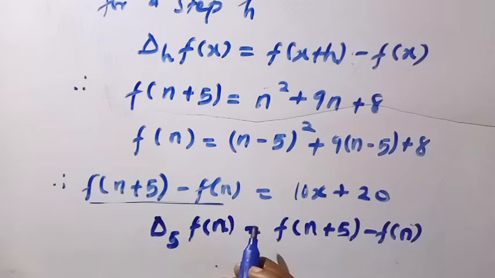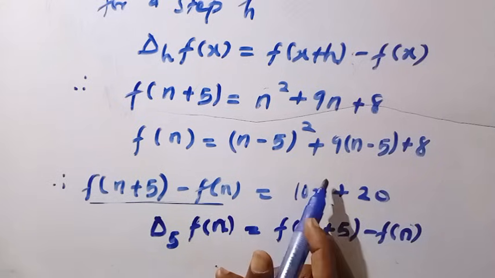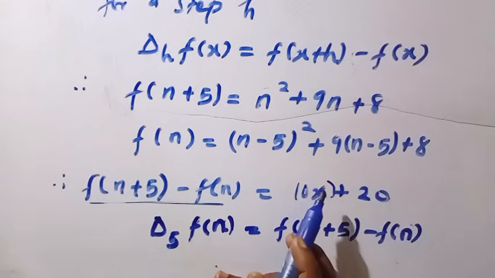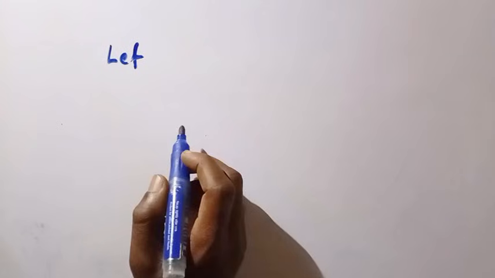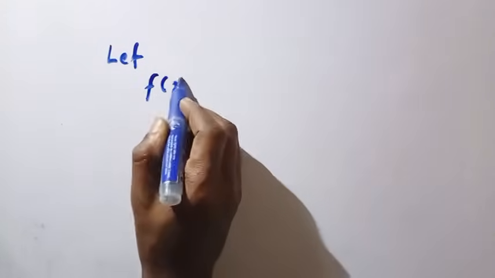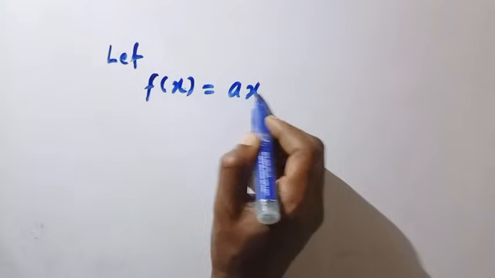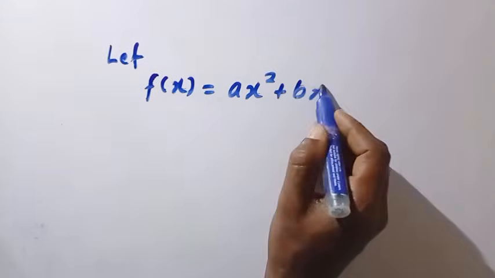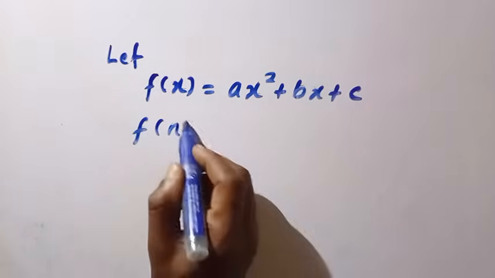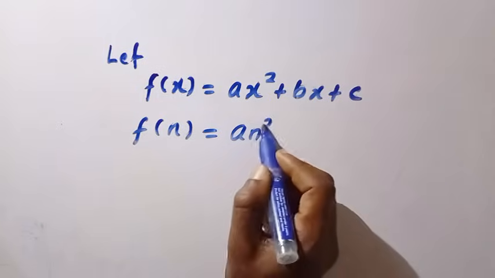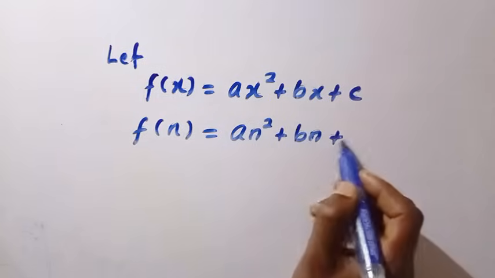So this shows that this is linear, and it tells us that f of x must be a quadratic polynomial. Since the difference between them is linear, then f of x must be a quadratic polynomial. Let's try and assume a polynomial solution. If I let f of x equal ax squared plus bx plus c, then since we are dealing with n, we have f of n equals an squared plus bn plus c.